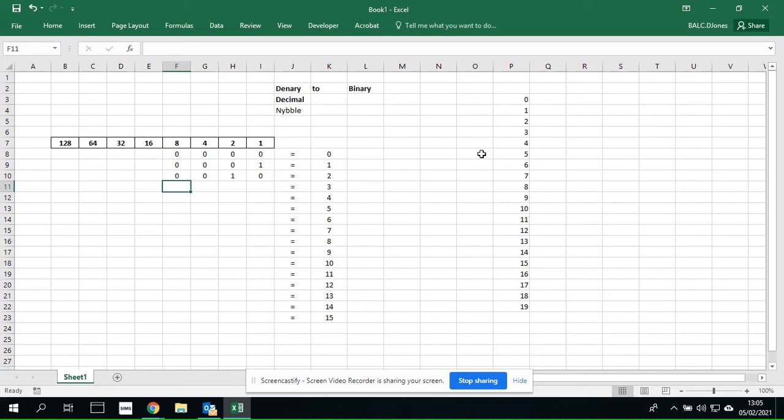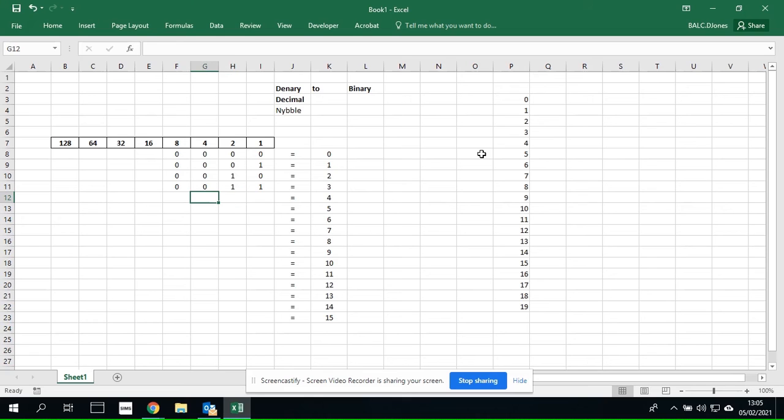What about 3 then? Is that obvious to you already? Hopefully it is. If it is obvious to you already, you probably don't need to watch this anymore. You can carry on with the task. But basically, I've got the 2 and the 1 there: 0, 0, 1 and 1 gives us, of course, 2 and 1 is 3.